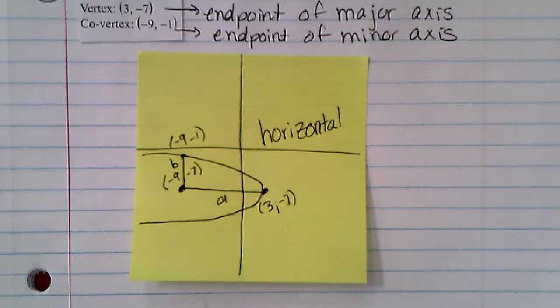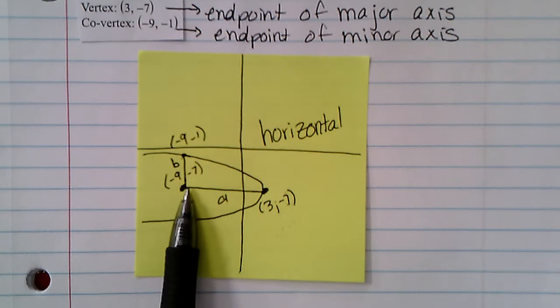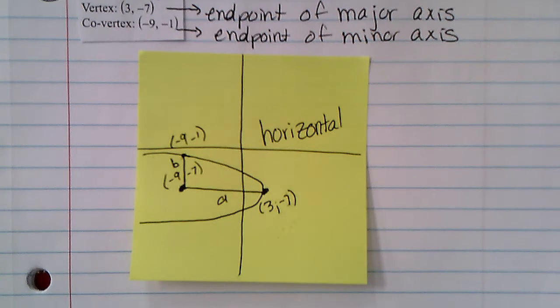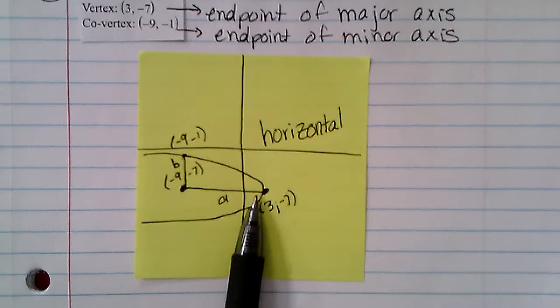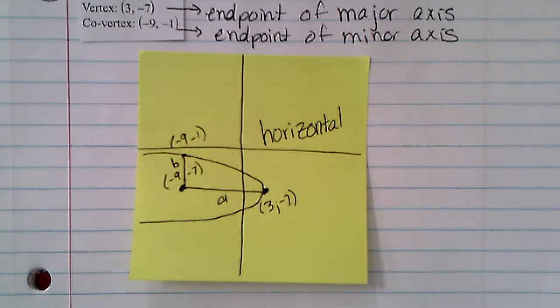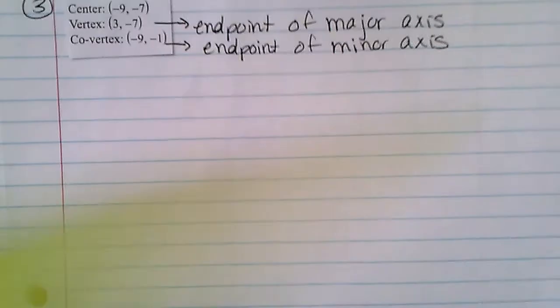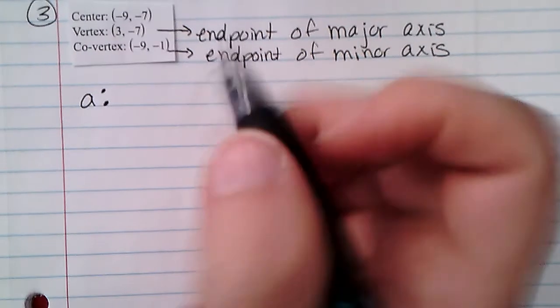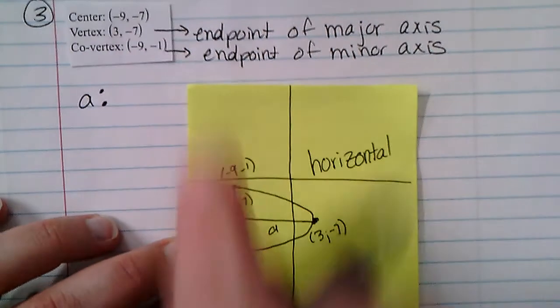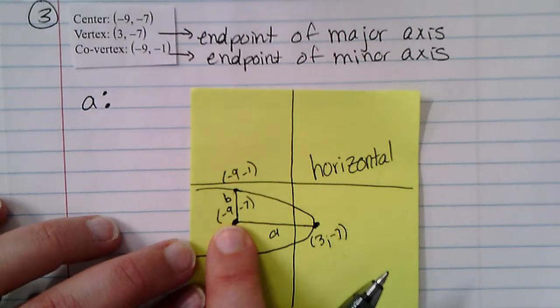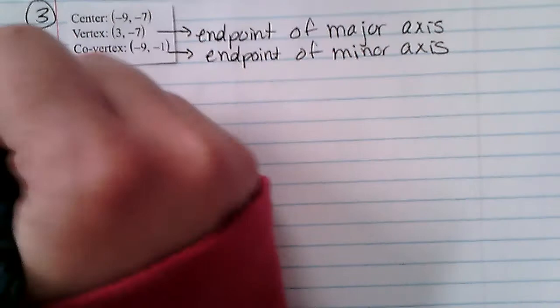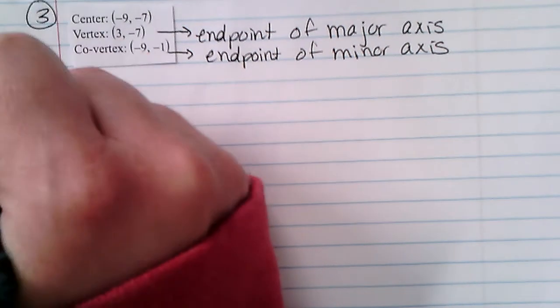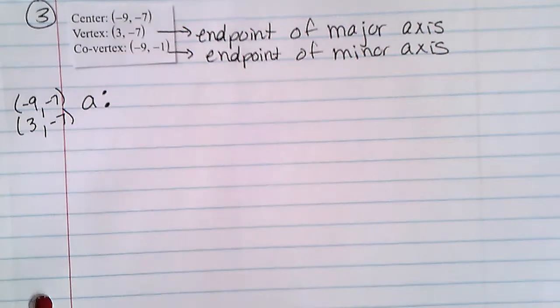Now if I had a graph, some of you, this might be enough to figure out your A value and your B value, but I get nervous doing that, so I like to rely on a formula. I'm going to use the distance formula to find these two numbers. The first distance formula I'm going to do is to find the A value. I already have the center, so now all I have to do is find A and B. A uses the center and the vertex, so -9, -7, and 3, -7. I'm going to write that to the side here. These are the 2 points I'm using.